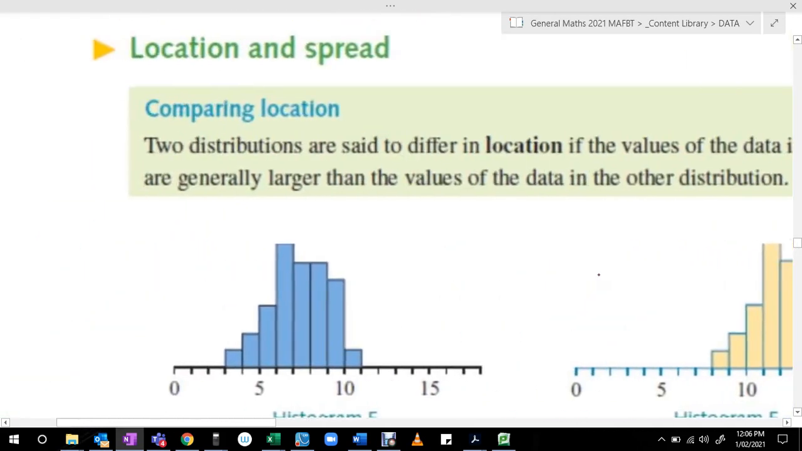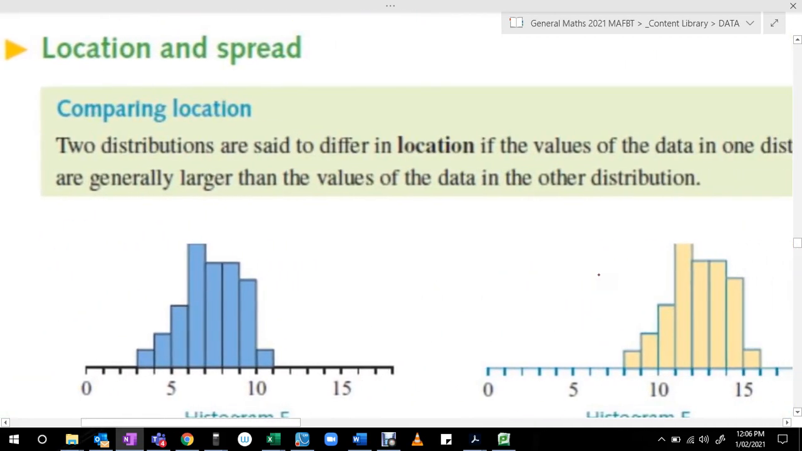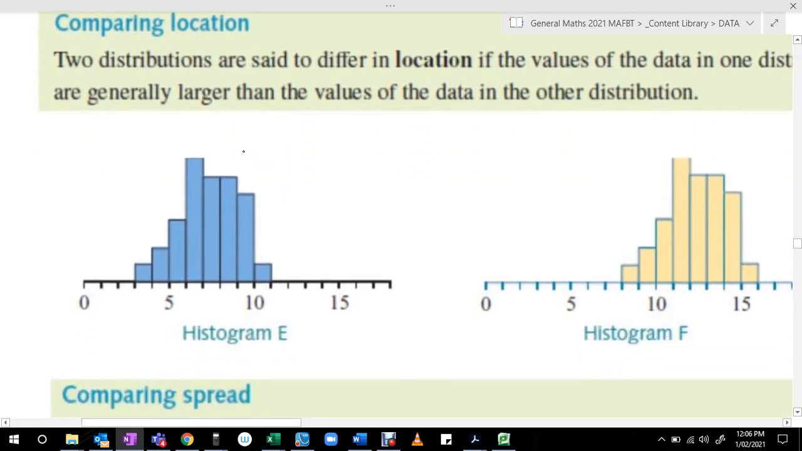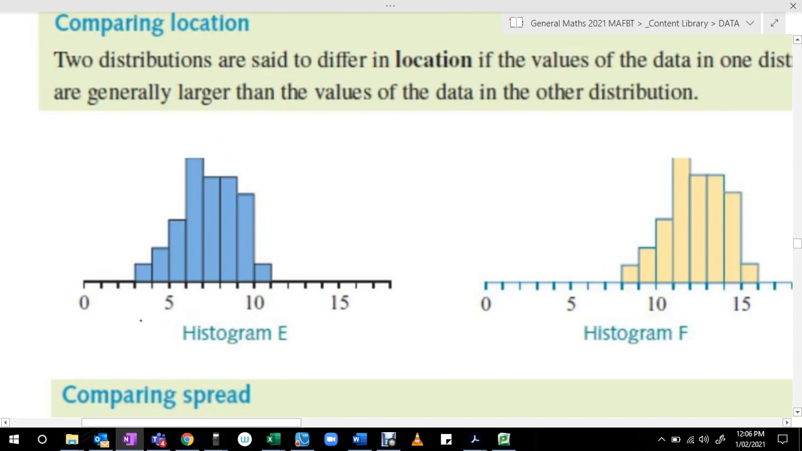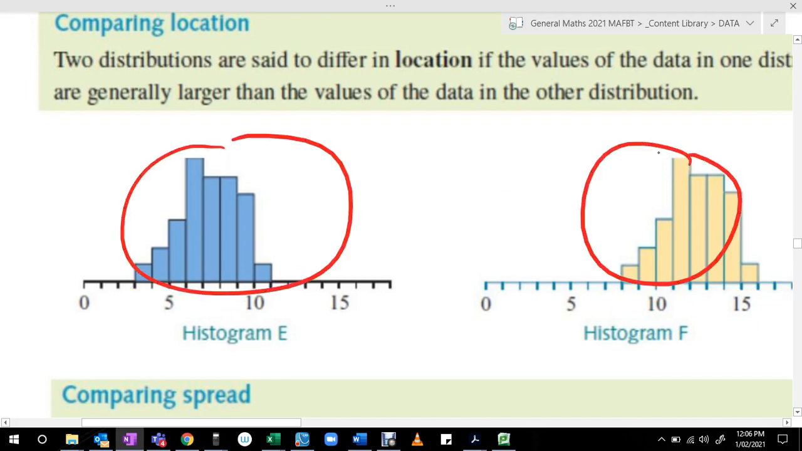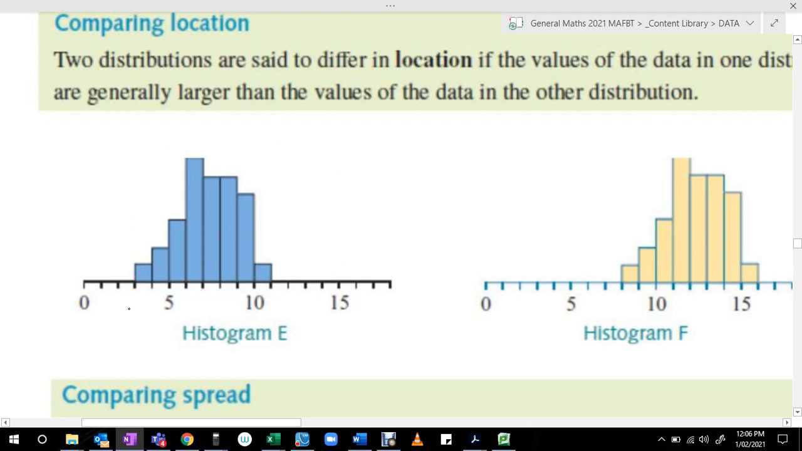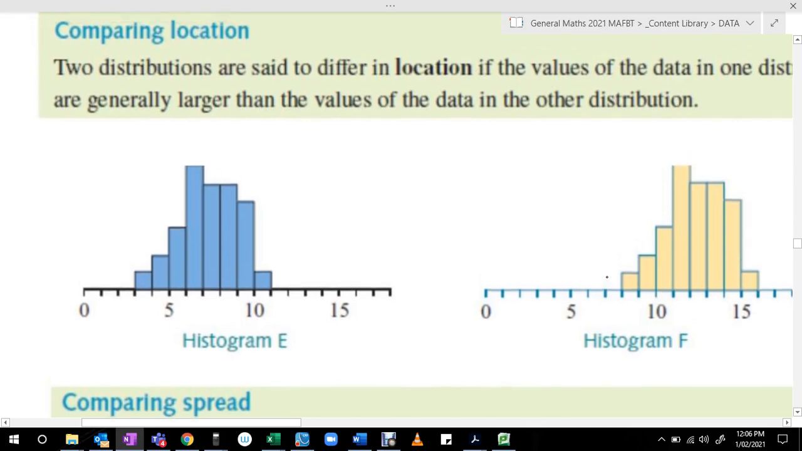Sometimes you'll also be talking about the spread of the data, or where it might be located. When it talks about location, you're looking at data that has similar qualities, but the only difference is where on the number line they're located. So here, histogram E is similar in shape to histogram F, but the location is different. Here the lowest is 3 and the highest is 11. Here the lowest is 8 and the highest is 16. So histogram F is located higher on the number line compared to histogram E.